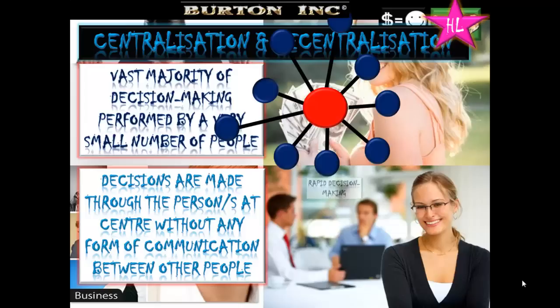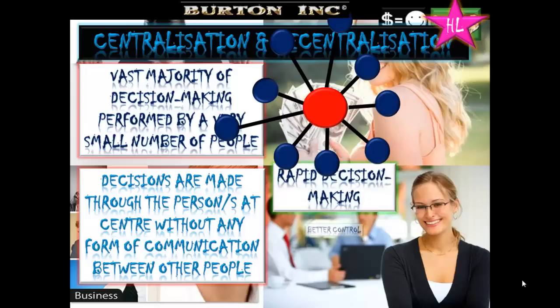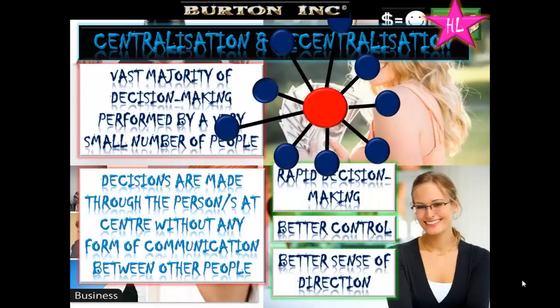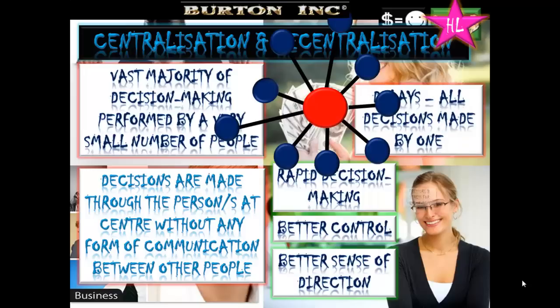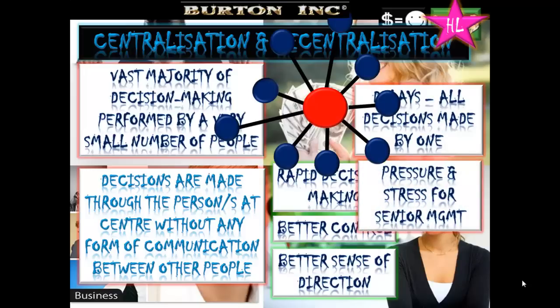Now, with a centralised structure, we get rapid decision making, better control of the process, and a better sense of direction. Everybody knows what they're doing. But we get delays. All decisions are being made just by one person typically.